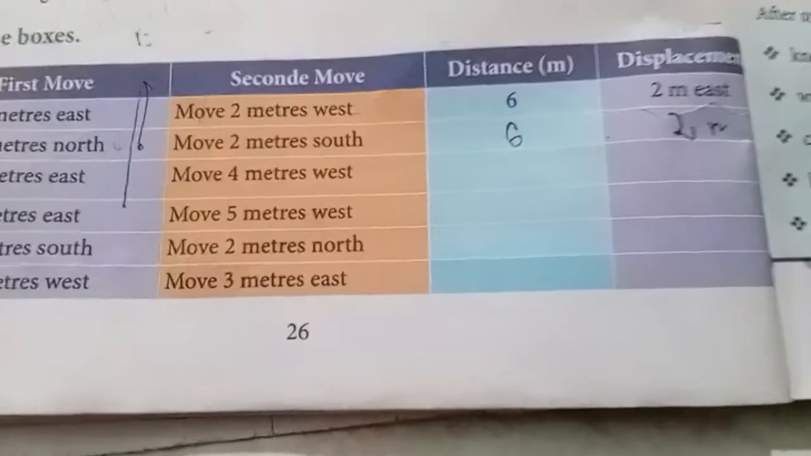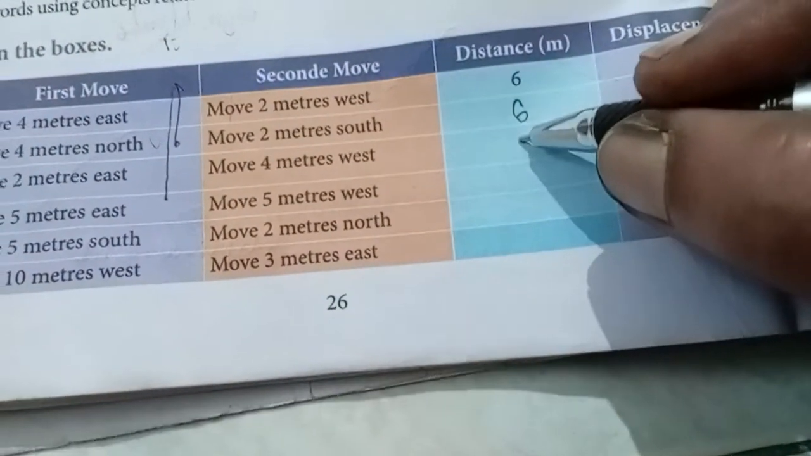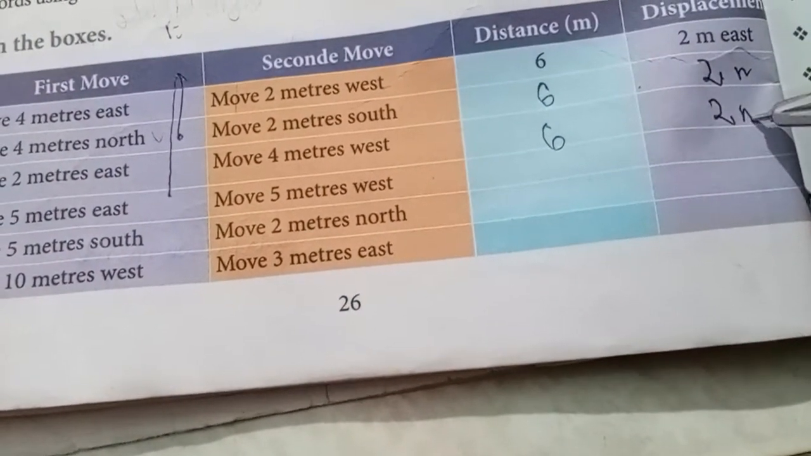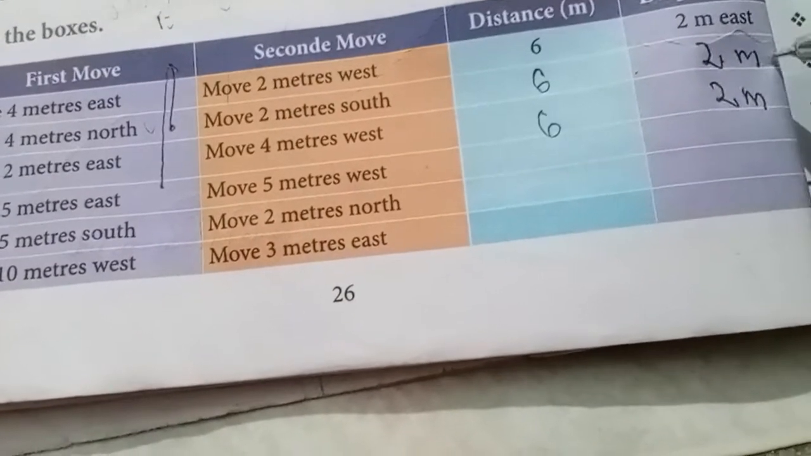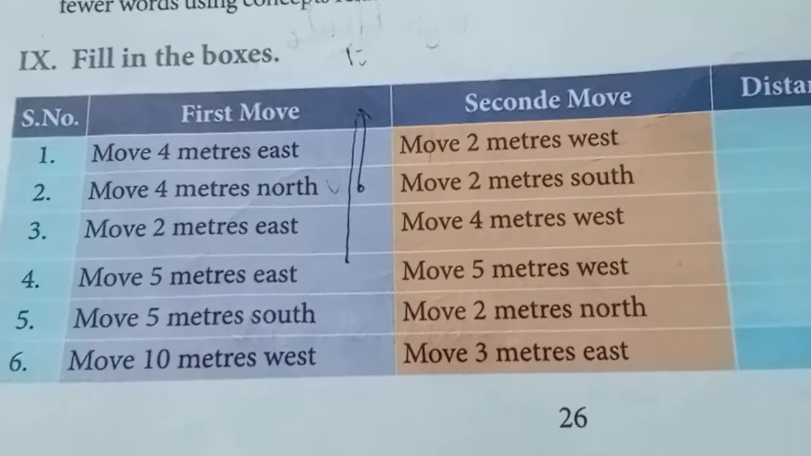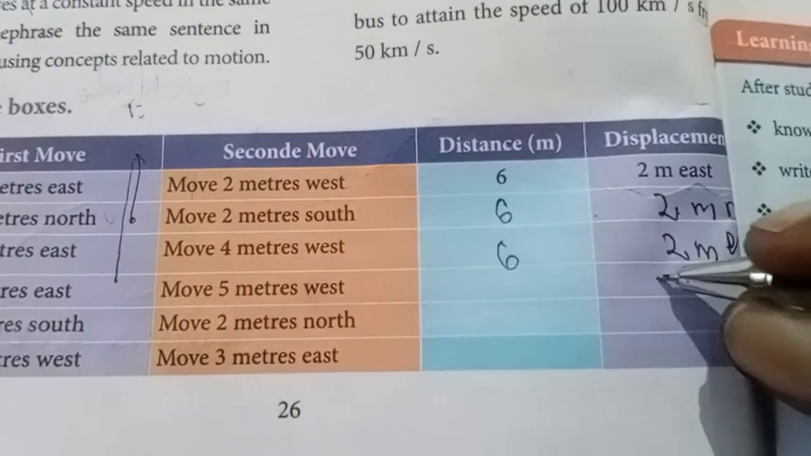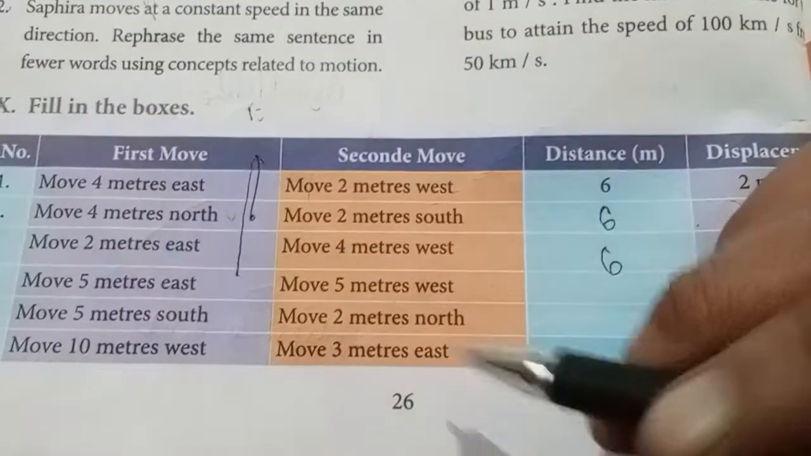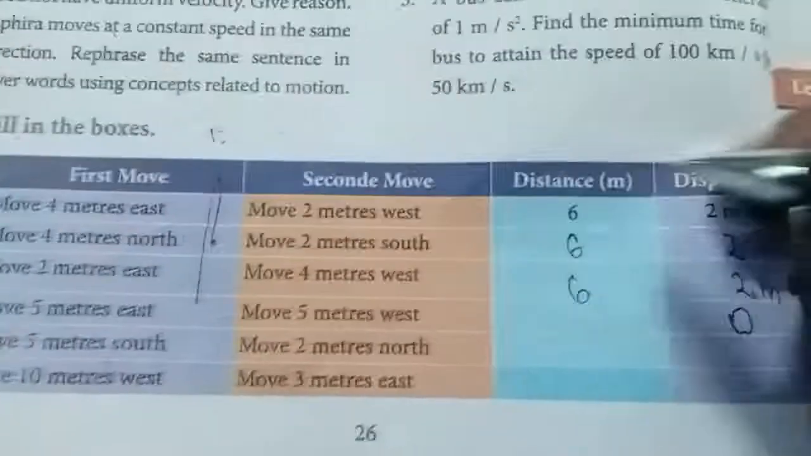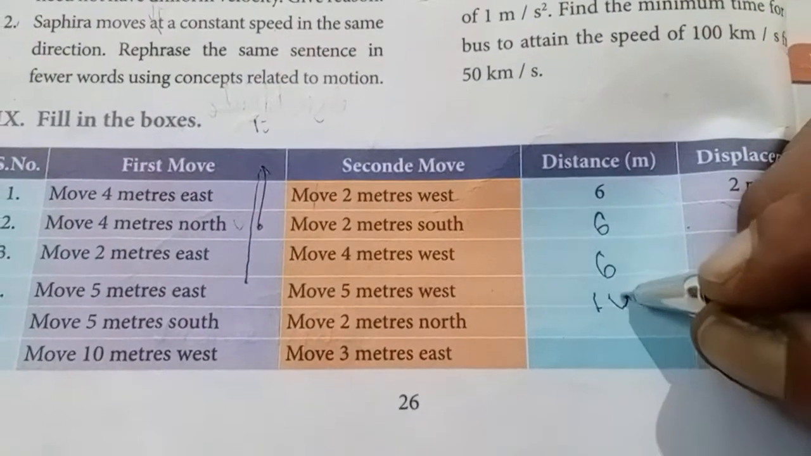Next, 2 meters east and 4 meters west. Here also the distance is 6, whereas the difference, that is the displacement, is 2 meters. Okay. So the fifth one: move 5 meters east, 5 meters west. That means 5 minus 5, the displacement is 0. The object starts from a point and attains the same point after the movement, but the distance covered through this movement is 10. So the answer here is 10.